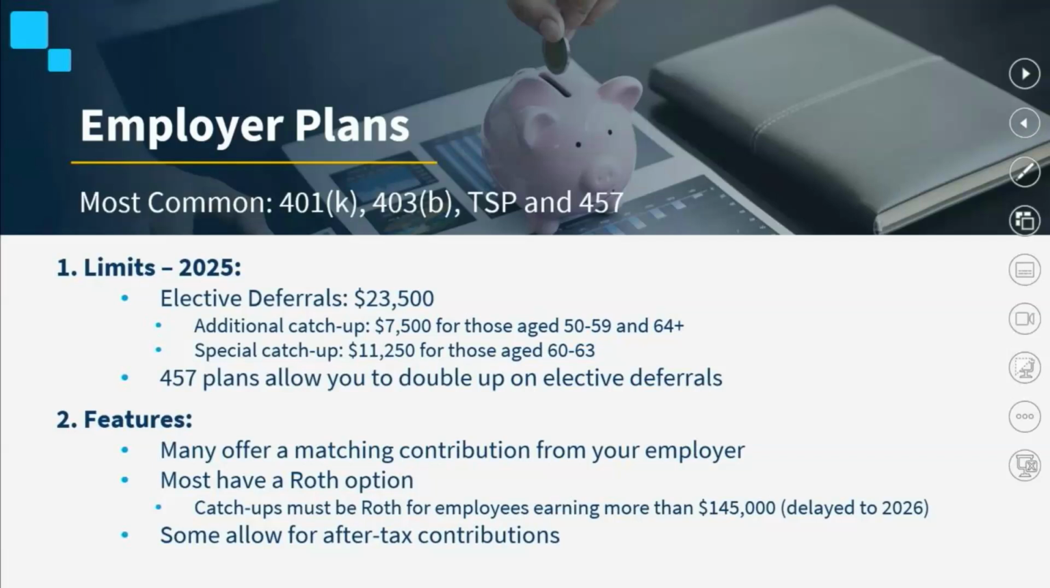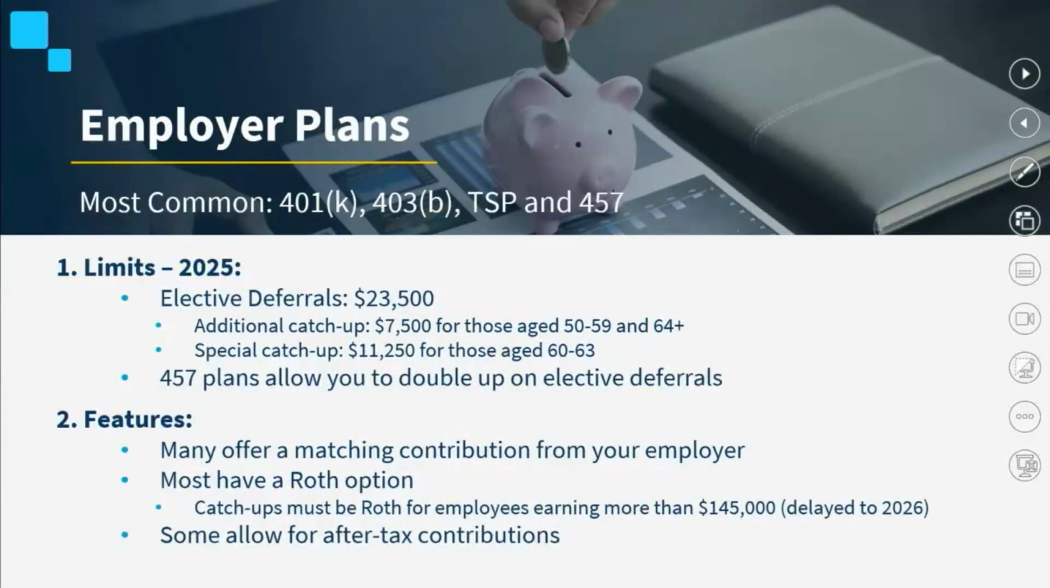The different types of accounts that you can save into these days include your common employer plans. So I have the 2025 limits up to date. Most of these types of plans now have a Roth option. So you can do all pre-tax, you can do all Roth, or you can do something in the middle. It just matters what is going to be the best for you and your family situation.